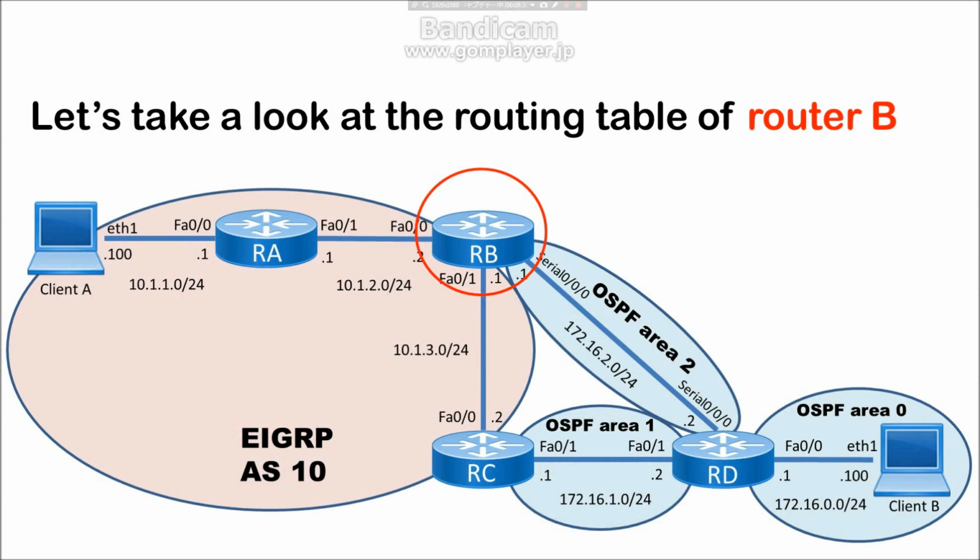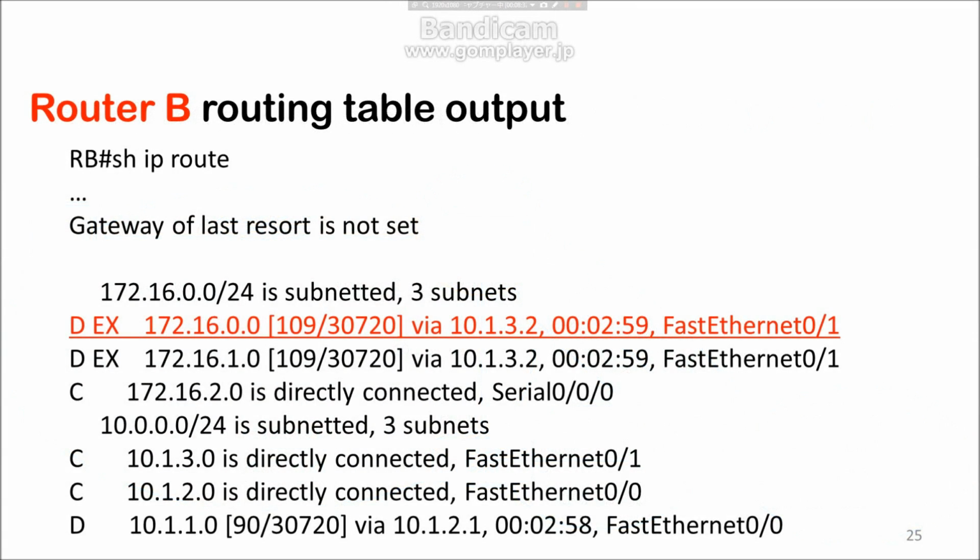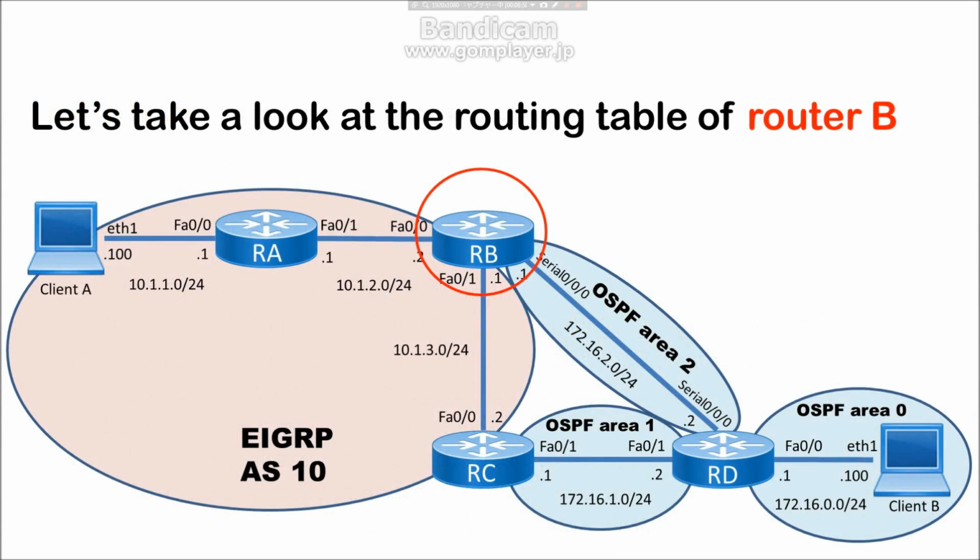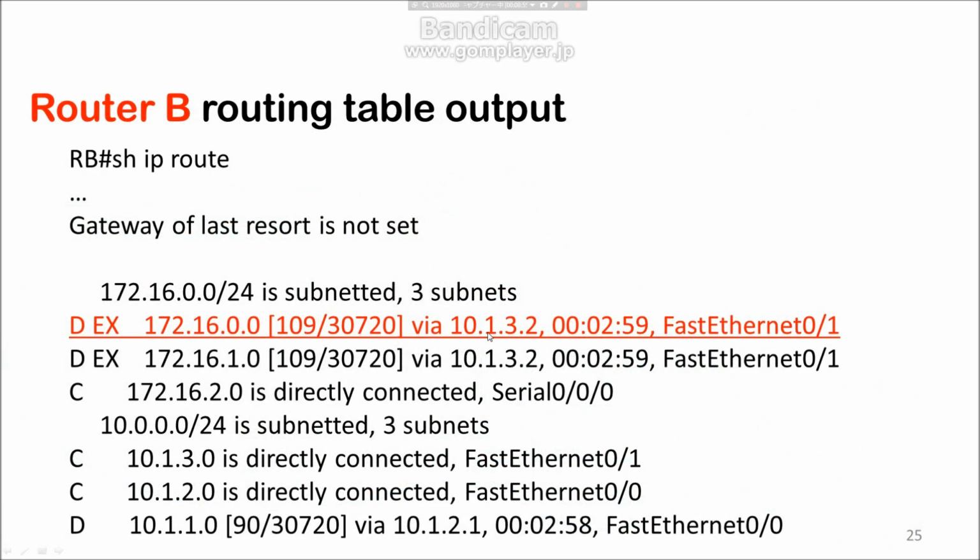Then now let's take a look at the routing table. Router B should look different. Here we have a route to client B, and we can see that the next hop was changed to router C. So now router B uses router C to forward packets to client B.